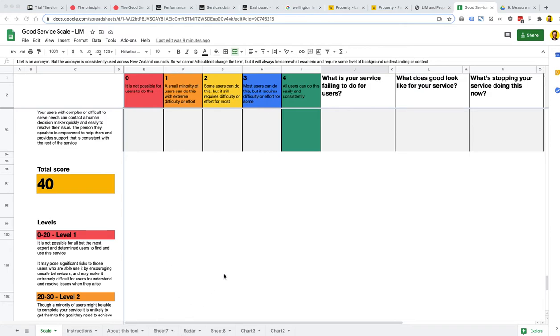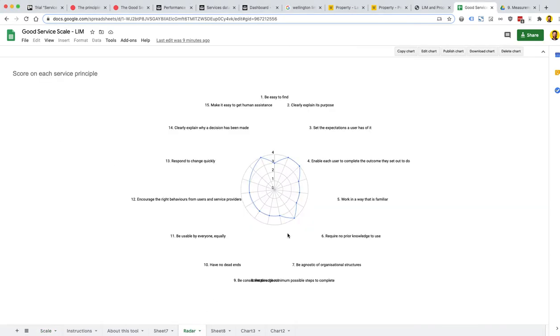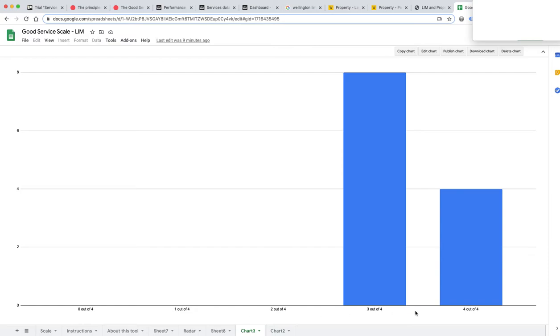I think not very well. This is probably the best way you can do it, but you could have a radar chart. So you've got your 15 elements and then the scores 0 to 4. I actually think radar charts are a terrible choice because they look cool, but they obscure a lot of data. You could have a bar chart of how many principles did it score 4 out of 4 for.